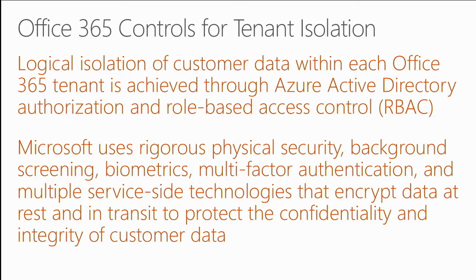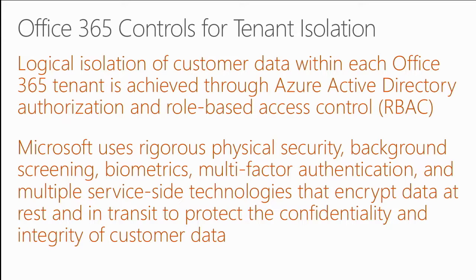Now, we have a lot of controls built into both Office 365 and Azure Active Directory, which is the authentication and authorization layer that we use for Office 365. So between Azure Active Directory's identity, authorization, and authentication features, and role-based access control, those are the two primary methods by which we achieve logical isolation. When I say logical isolation, that's really what we're talking about. You're not physically isolated onto your own hardware. You're logically isolated from other tenants on shared hardware.